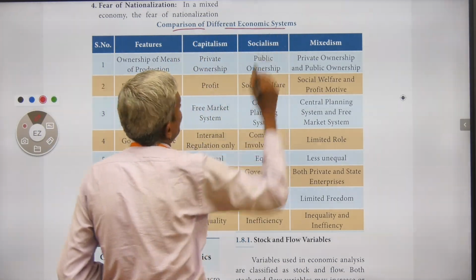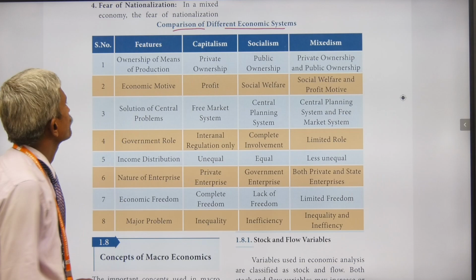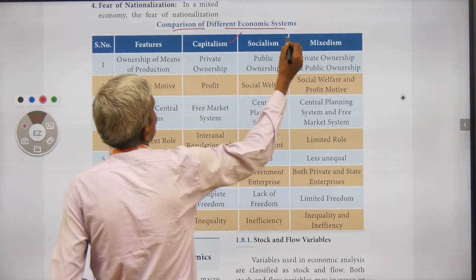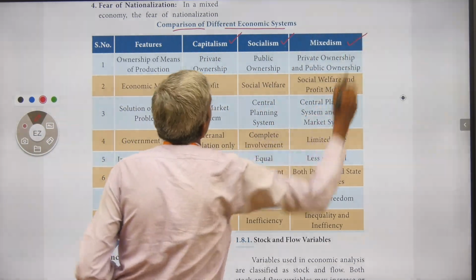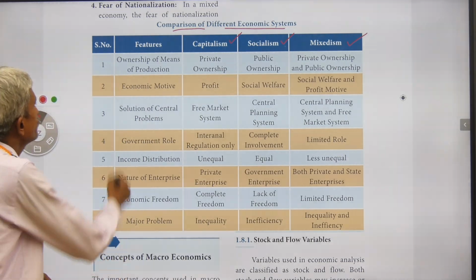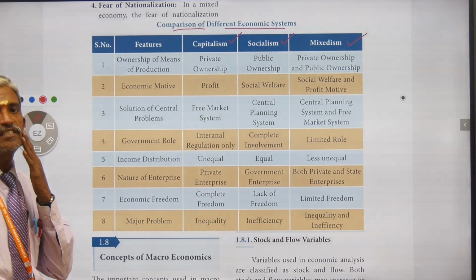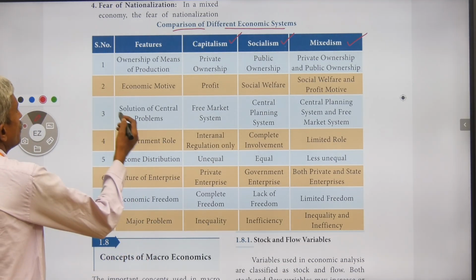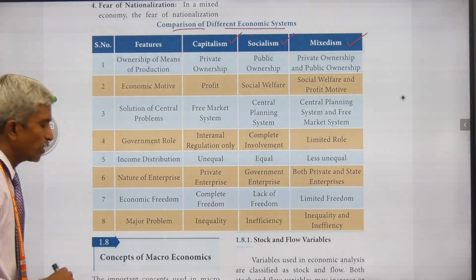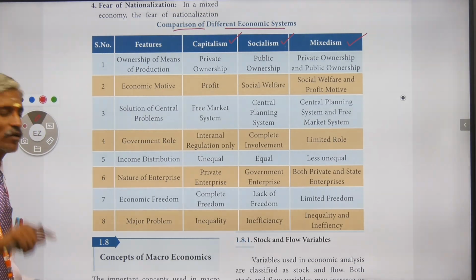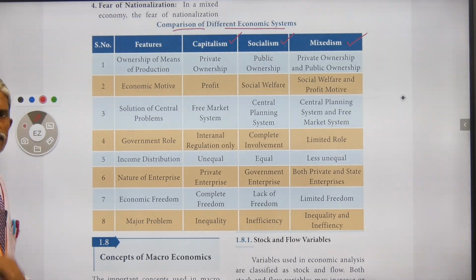Comparison of different economic systems. Number 1, capitalism, 2, socialism, and 3, mixedism. This is a common feature. Sometimes it will be asked, what are the common features of the economic systems? We need to list at least 5. Out of 8, we can write at least 5, whichever are easy for you.